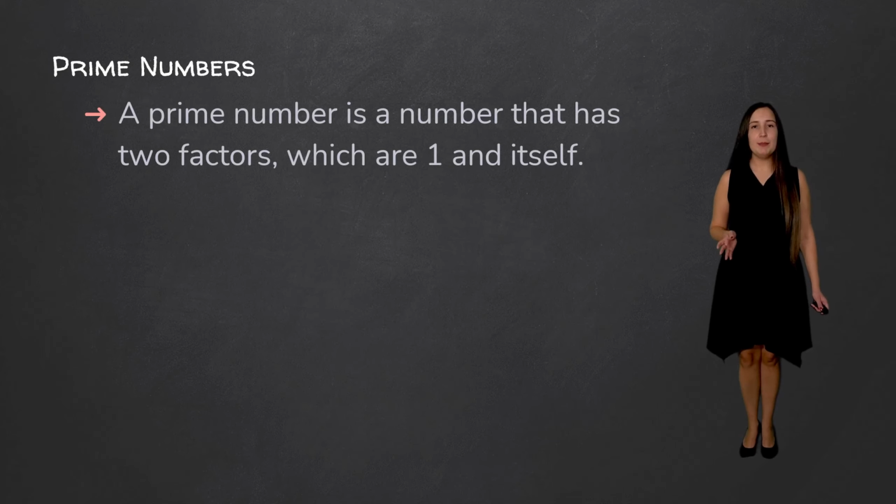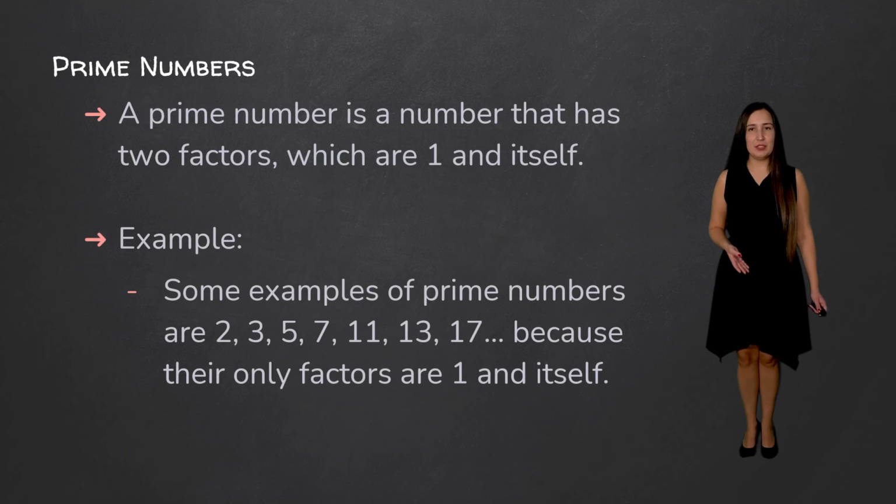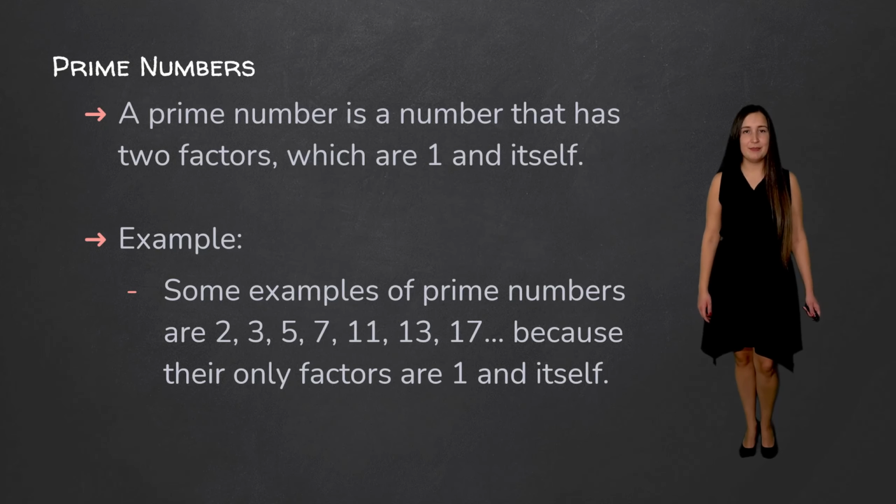A prime number is a number with two factors, and those factors are 1 and itself. Some examples include 2, 3, 5, 7, 11, 13, 17, and those numbers keep going. These are examples of prime numbers because their only factors are 1 and themselves. For example, 3 is a prime number because only 1 times 3 is equal to 3. So 1 and itself, just like the rest of these examples.